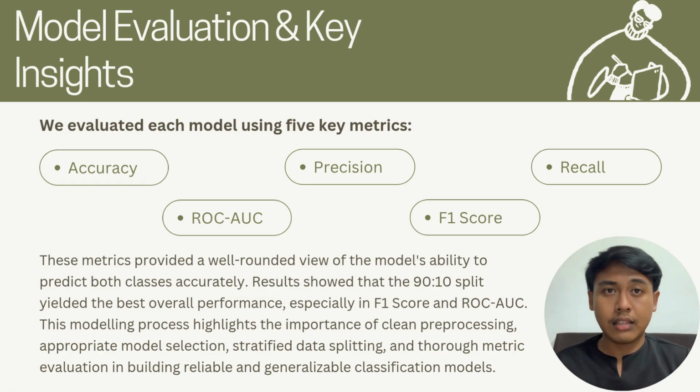Among all the trained test splits, the 90 to 10 ratio performed the best, achieving the highest F1 score and ROC AUC. This indicates that with more training data, the model learned better patterns and made more accurate predictions. In conclusion, this modeling process shows the importance of proper pre-processing, balanced sampling, and comprehensive evaluation. It also confirmed that random forest is a strong and reliable choice for binary classification problems like this.